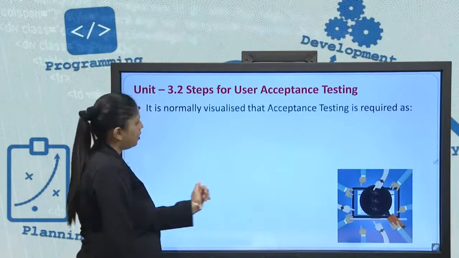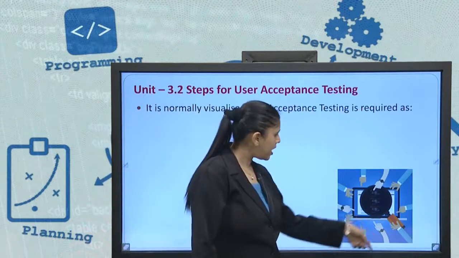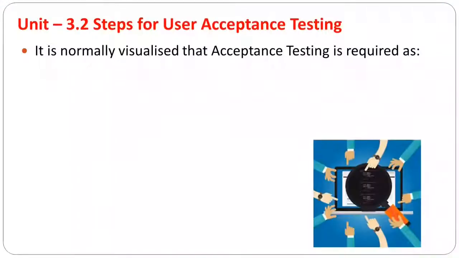Let us see, I hope you can see a diagram here. It says that there are various people outside the organization who are going to check on the system, on my product, everything, and very sincerely they will keep on testing it. So that is user acceptance testing.